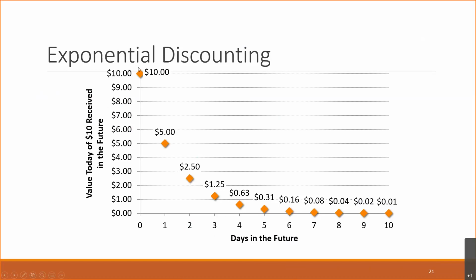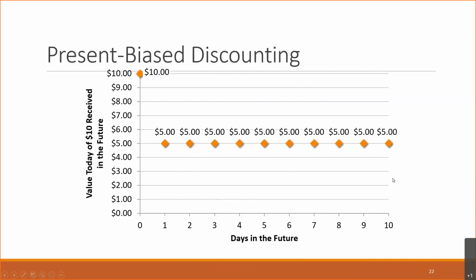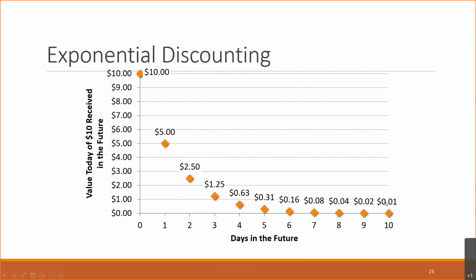And so the problem with getting things in the future, i.e. saving, because saving is putting things off to the future, is that we value things less. And you can see that, depending on how much you discount, it can be worth quite a lot less in terms of how you value things. So this is called exponential discounting. Every single day in the future, it gets worth less and less.